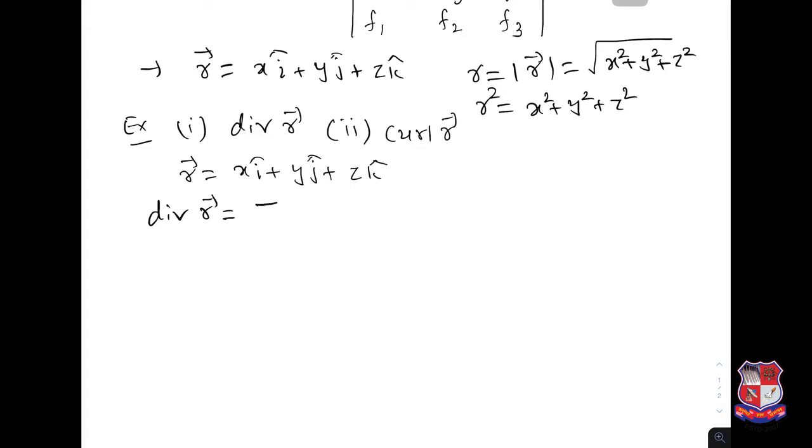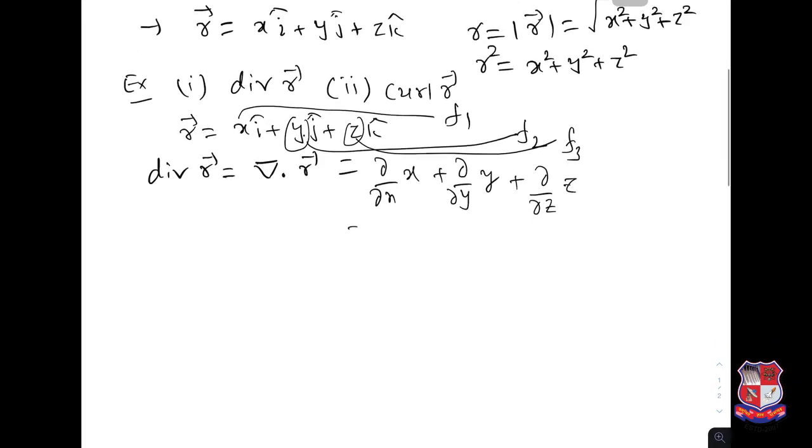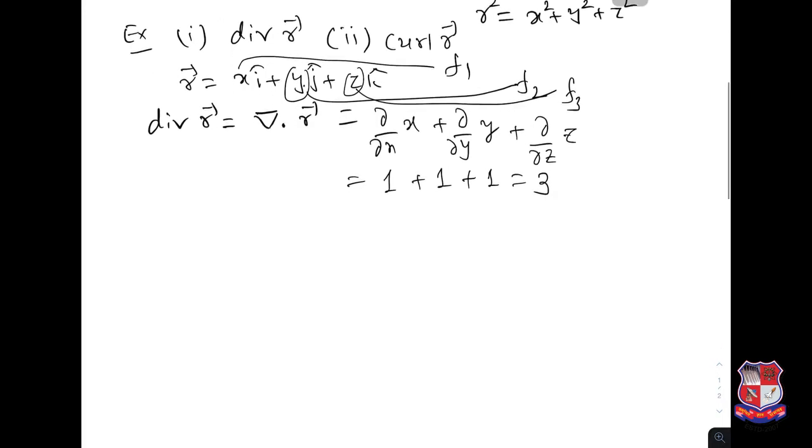Divergence of r, so that is del dot r. So this x is our f1, y is f2, z is f3. So del by del x of this f1 is x, plus del by del y of f2, say y, and del by del z of f3, z. So del by del x of x is 1, 1, 1, so 3. So divergence of position vector r is 3.